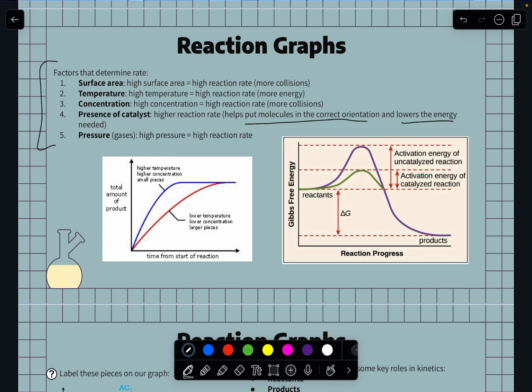Okay, and these graphs down here kind of help you visualize it. This one on the left is for temperature. The blue line is our higher temperature. The red line is our lower temperature.